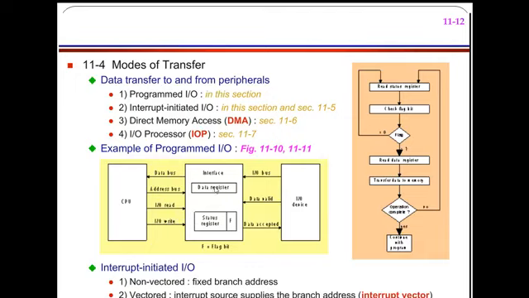First it reads the status register. After reading the status register, you check the flag bit, whether it is 0 or 1. If the flag bit is 1, then the data value will be moved to the data register, and this data register value will be moved to the CPU memory address. This will be repeated continuously. This is your programmed IO part.